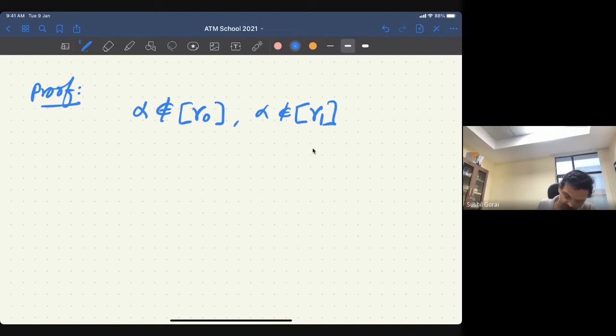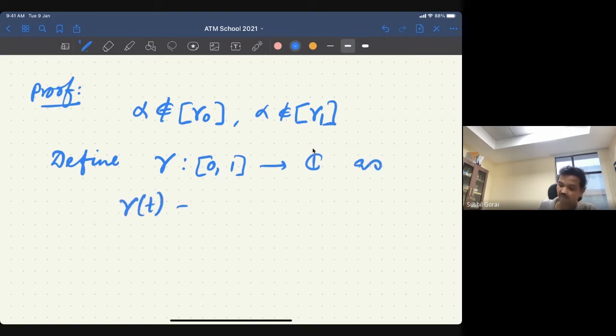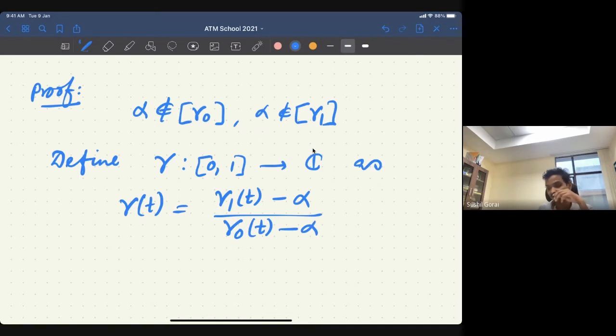So define gamma from [0, 1] to C as gamma t equal to (gamma 1 t minus alpha) divided by (gamma naught t minus alpha). Okay?